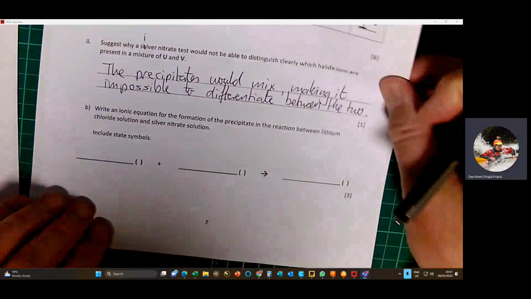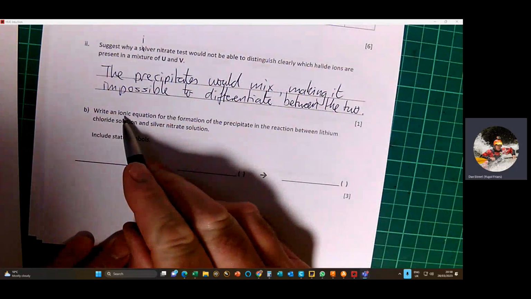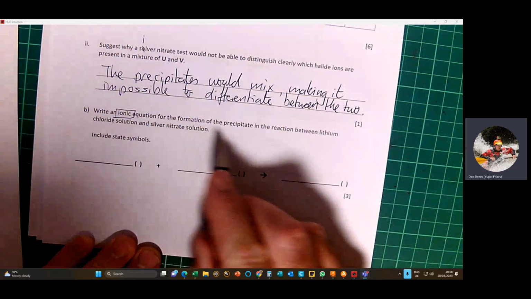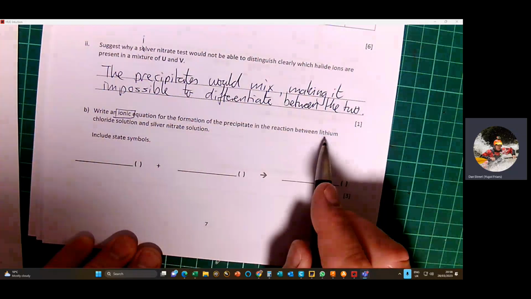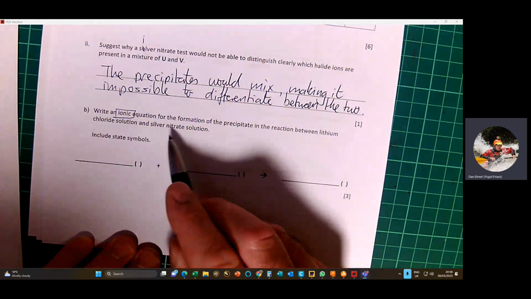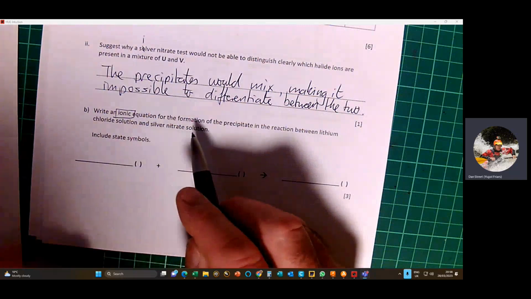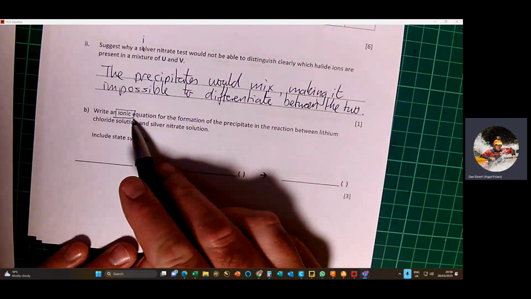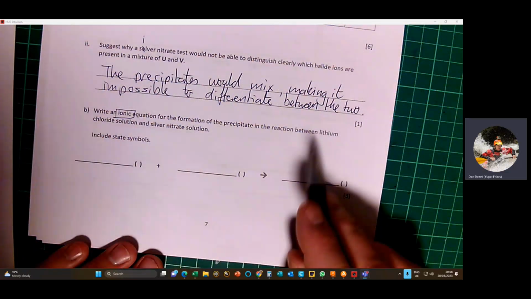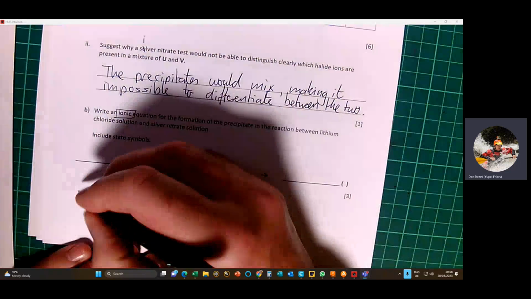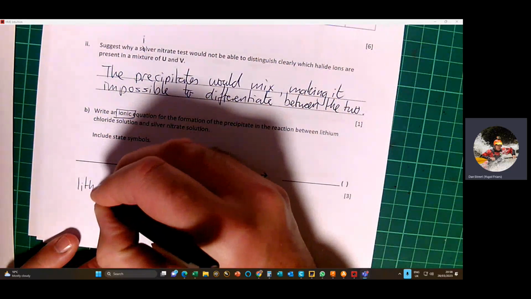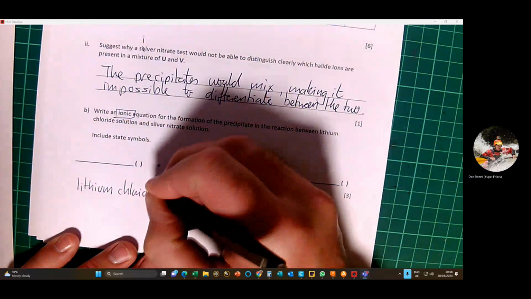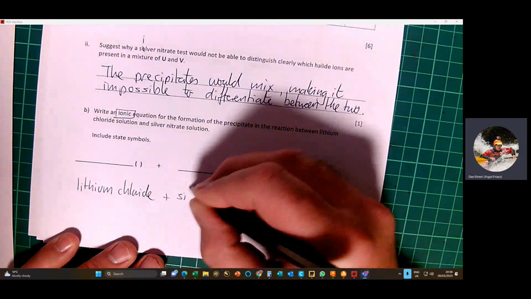Okay, and then it says here, write an ionic equation. Okay, that's quite a key word there. For the formation of the precipitate in the reaction between lithium chloride solution and silver nitrate solution. Now, because it's asking for an ionic equation, we really only want ions here. However, just to make it absolutely clear what's going on, we'll just write a quick word equation underneath. So lithium chloride reacts with silver nitrate.